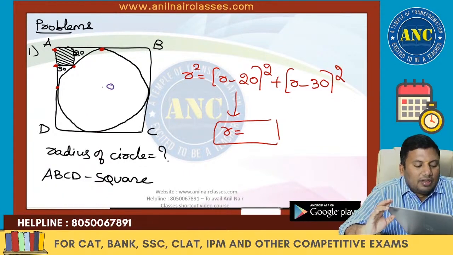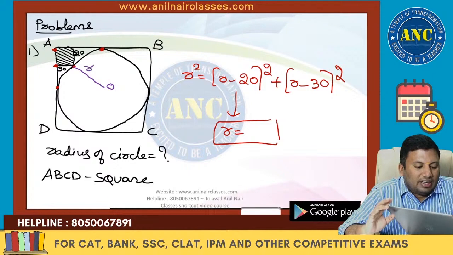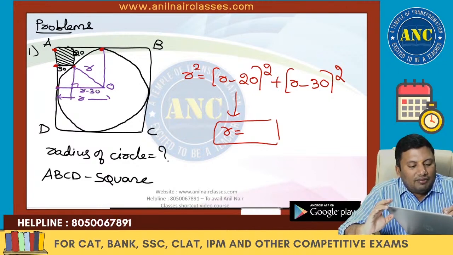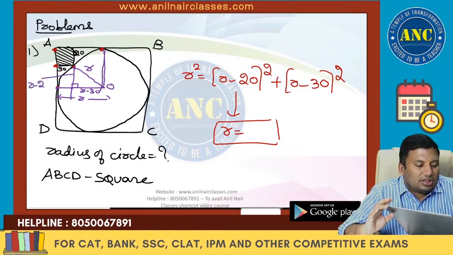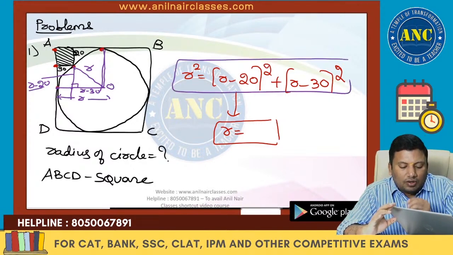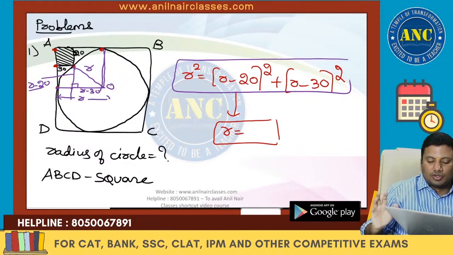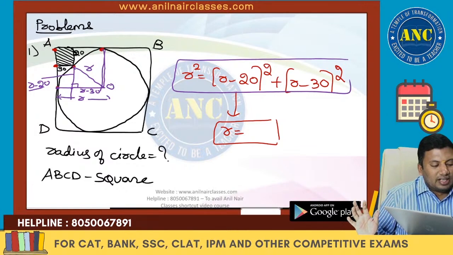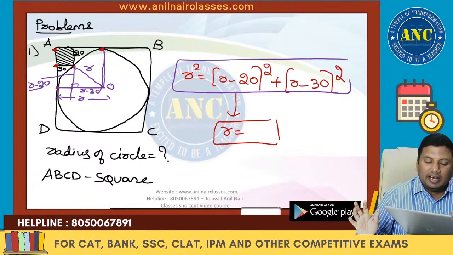This is the center. From center to circumference it is R. This is also R. Drop a perpendicular. From here to here it is R, from here to here it is 30, so it is R minus 30. From here to here it is R, on top it is 20, so it is R minus 20. R square equals R minus 20 square plus R minus 30 square. If you get a negative value of R, radius cannot take negative, so the positive value itself is the answer. I hope the first one is clear.